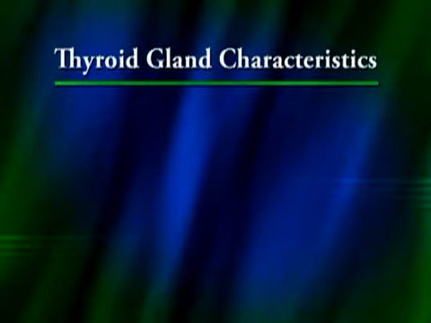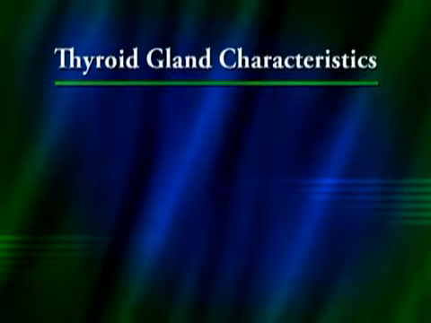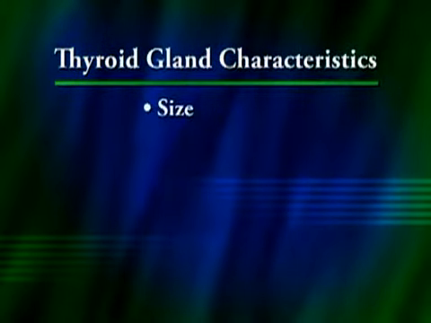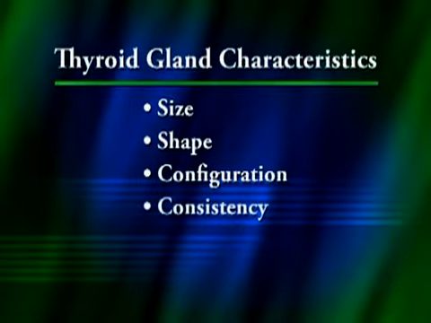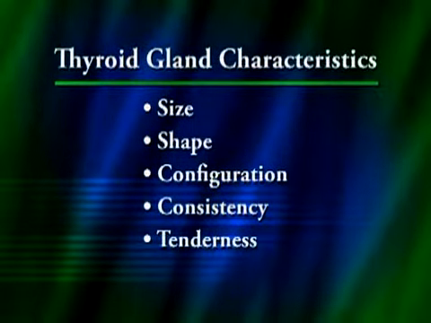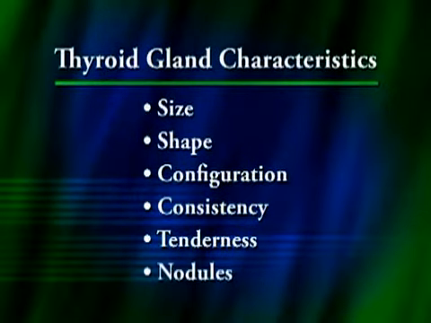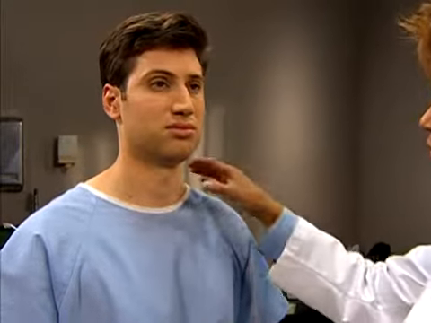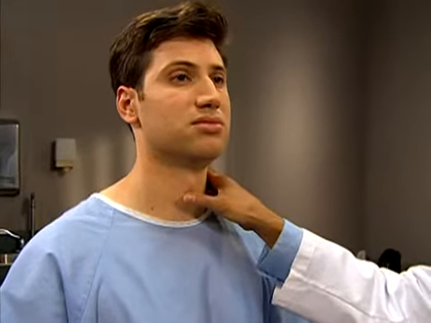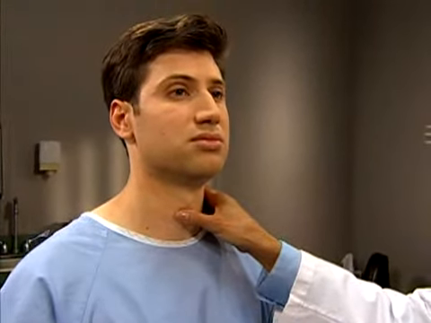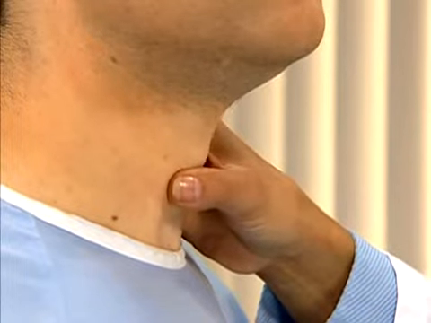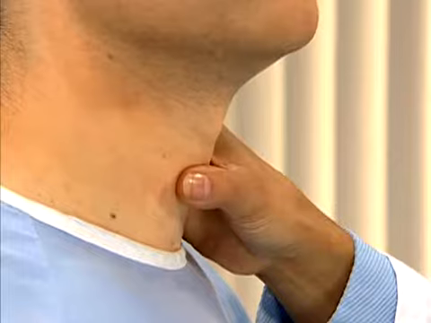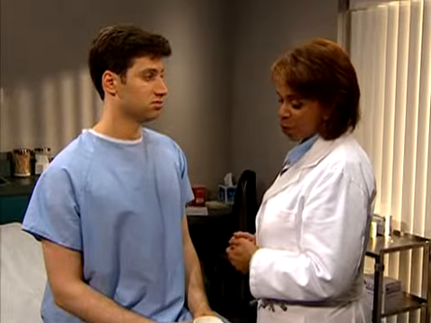Next, palpate the thyroid from the front or behind to assess its size, shape, configuration, consistency, and tenderness, and to detect any nodules. To identify the thyroid isthmus, place your thumb over the trachea about 3 centimeters below the thyroid cartilage. The thyroid isthmus should move under your thumb when the patient swallows. Take another sip and hold it, please.